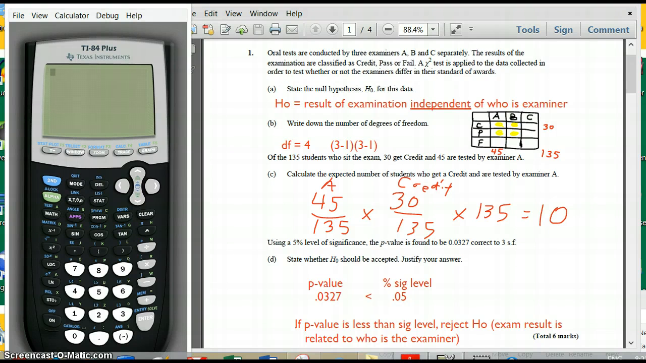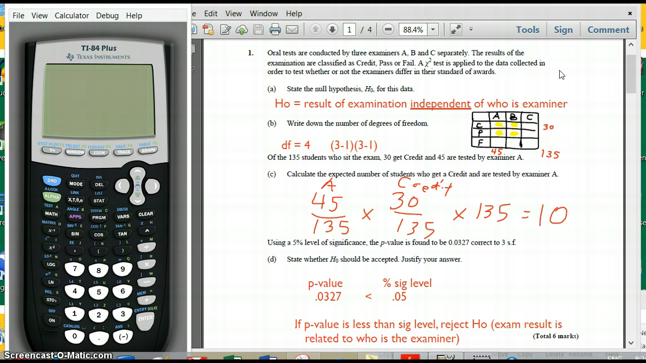These are the solutions for the chi-squared review problems. Number one, we have a situation where we have three different examiners named A, B, and C, and they are giving exams, and the results of the exams are either credit, pass, or fail. And we are going to analyze whether or not some of these examiners are easier or harder graders than others by seeing if there's a relationship between the percentage of credit, pass, fail compared to which examiner is giving them.